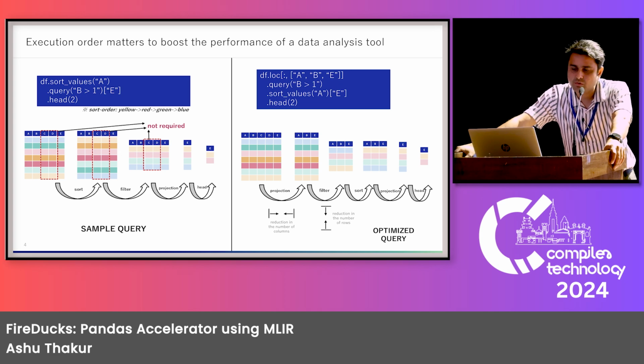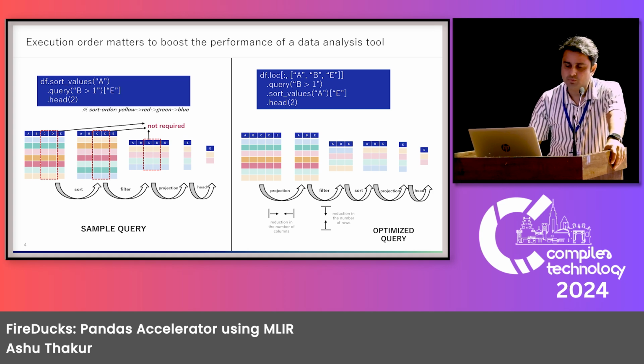Now, what we are trying to do here is, we have a data frame which has the columns A, B, C, D, E. And we need a sorting order for that: yellow, red, green, and blue.